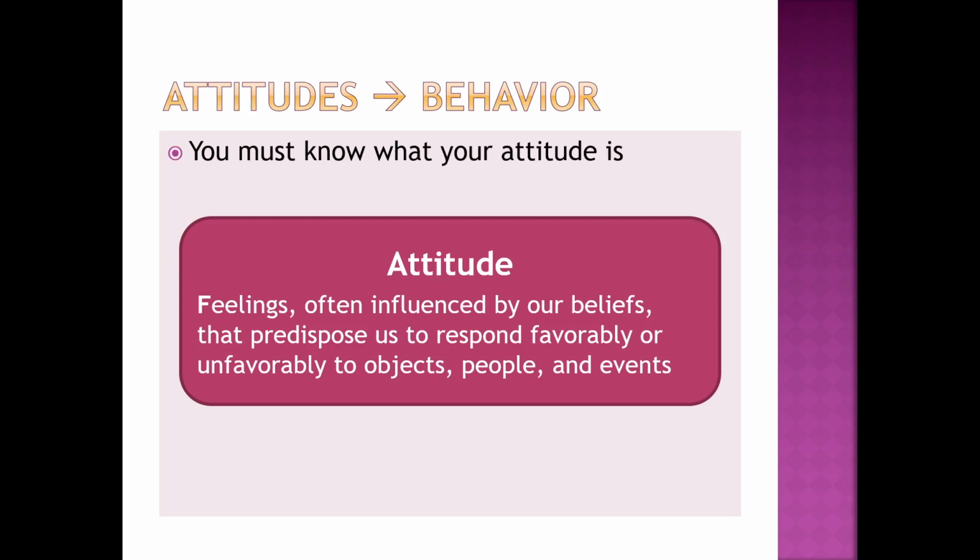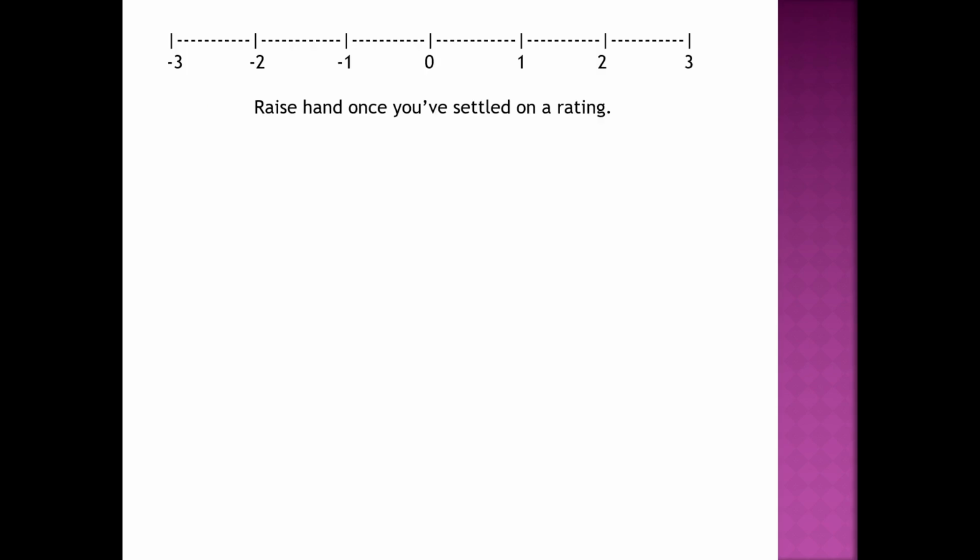In order for your attitudes to guide your behavior, first off, you must know what your attitude is. So let's do another little exercise. If we were in a face-to-face class, I'd have you raise your hand once you've settled on a rating. But since I can't see you, just go ahead and note how long it takes you to decide what your rating is. And you can be vague. It could be quick or slow. It could be fast, medium, and slow. Record however you want how long it takes you to decide what your rating is.